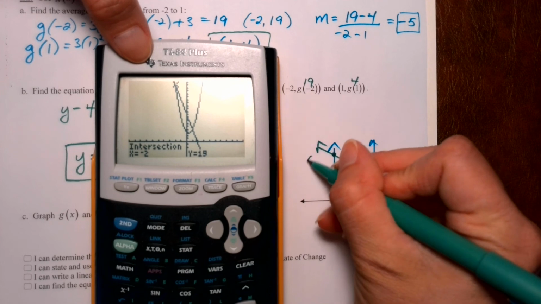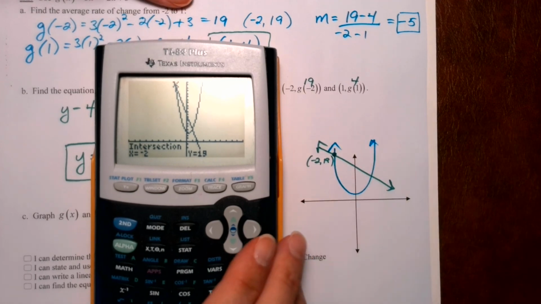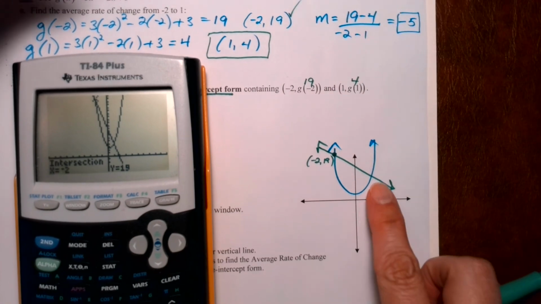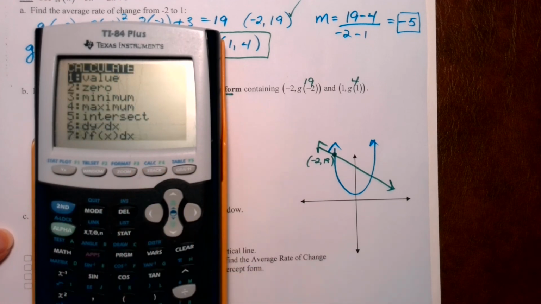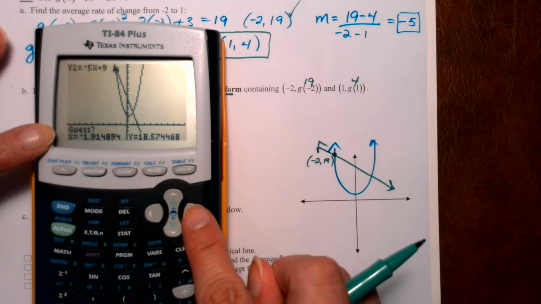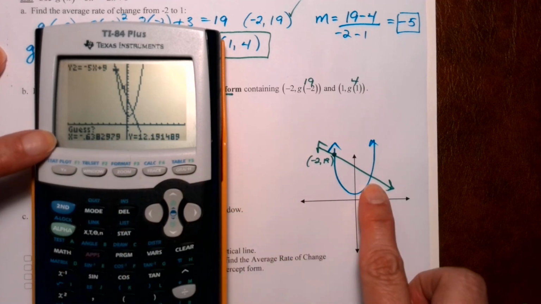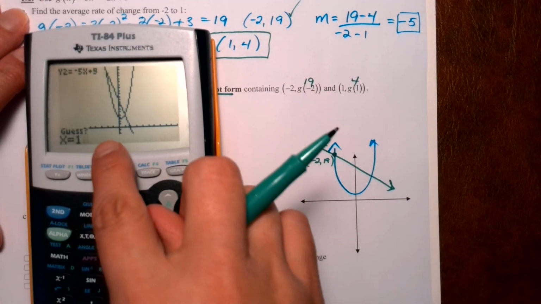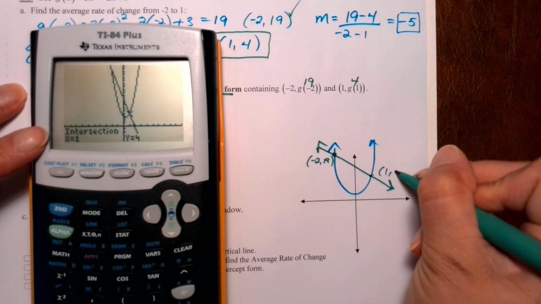And that's the point -2 comma 19, which is exactly one of the points that we said it was going to be. And is this other point over here 1 comma 4? Let's go see. Calculate, intersect, 1, 2, and instead of pressing arrow, arrow, arrow, you could type a number. I want to see if it's 1 comma 4. So I'm going to type x value of 1, and it does take me to 1 comma 4.